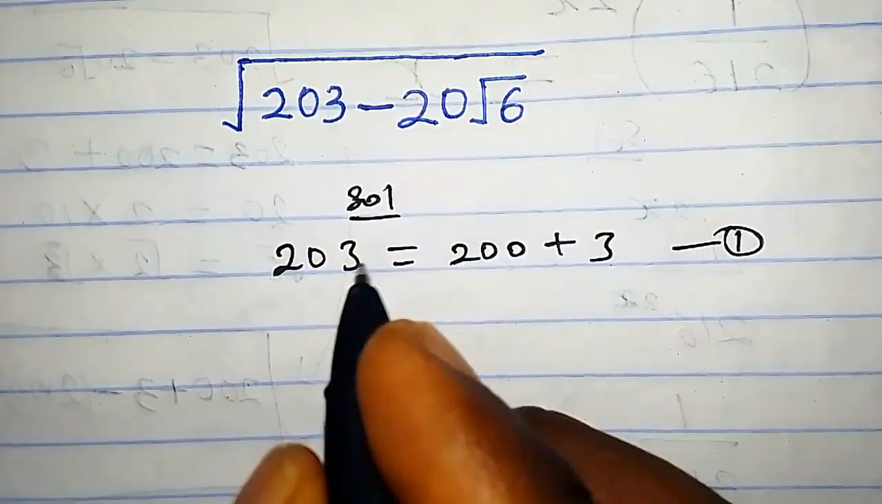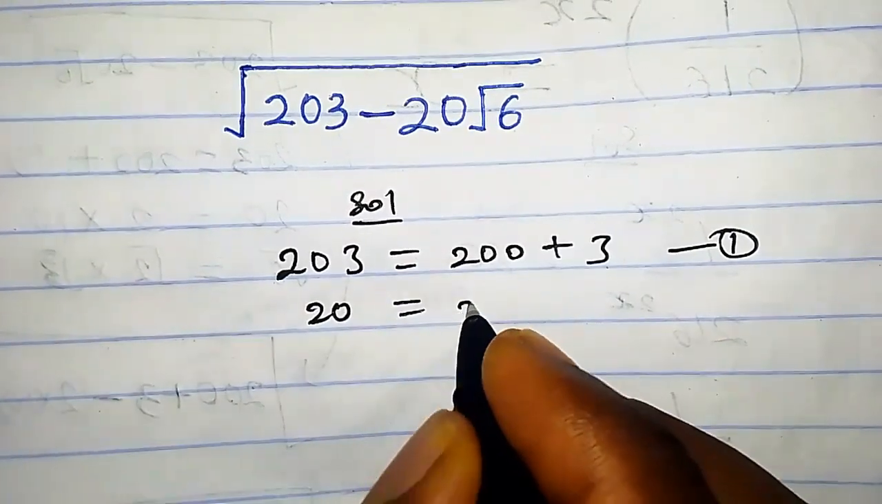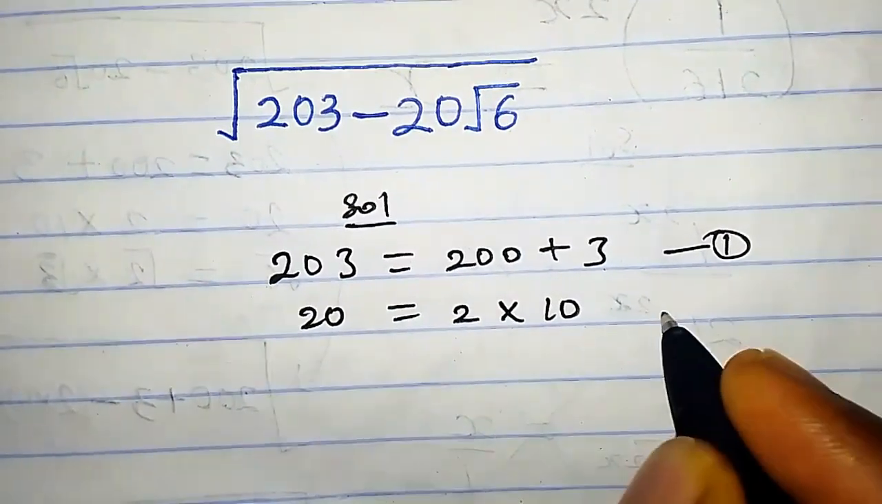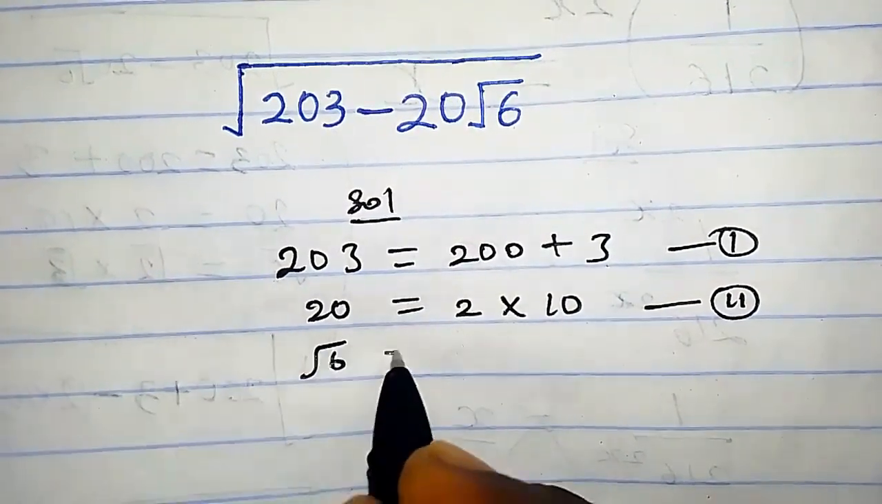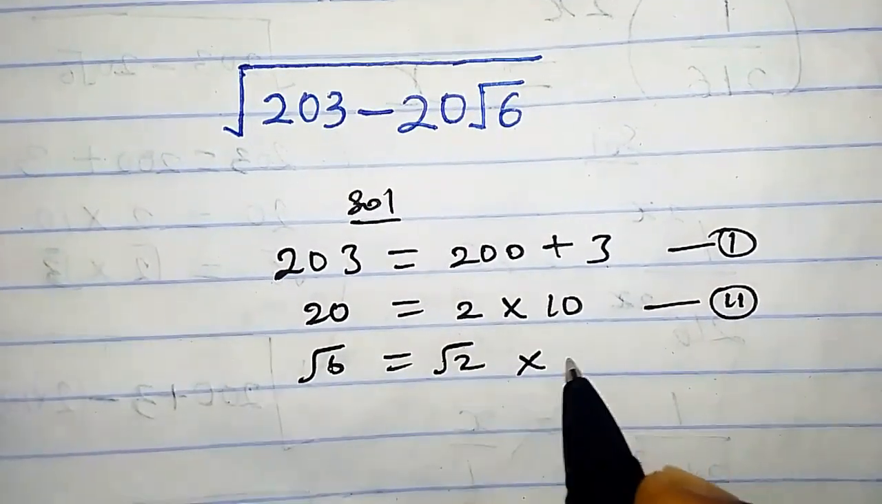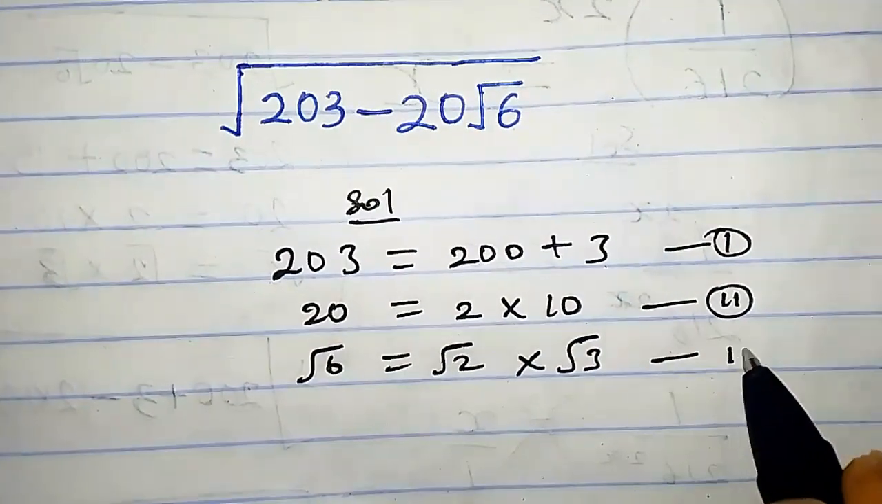Next, we have 20. We can write 20 as 2 times 10. So let's call it equation 2. Now, square root of 6 can be written as square root of 2 times square root of 3. So let's call this equation 3.